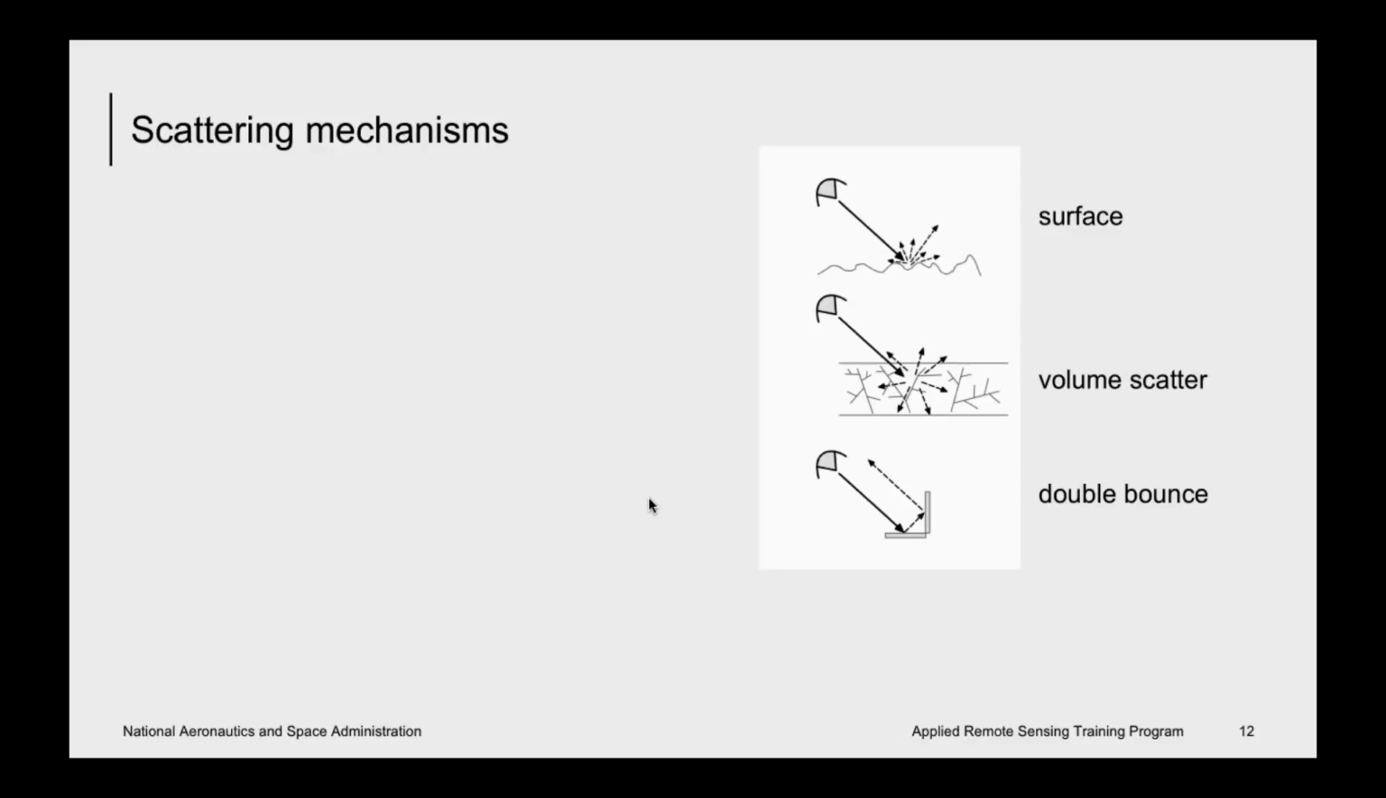And here are three types of important scattering mechanisms. You have a surface, which is something you might find on exposed ground. You have volume scatter, which is common in vegetation and tree canopies. And you have also double bounce, which is when you have two perpendicular surfaces. And this is common in urban areas, where you have these flat surfaces like buildings.